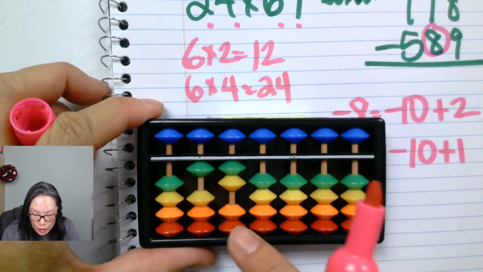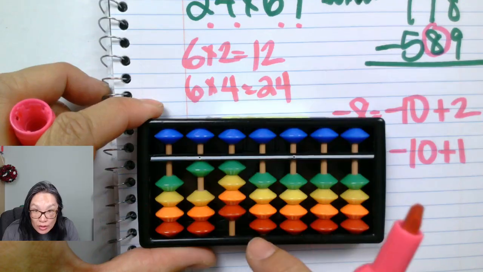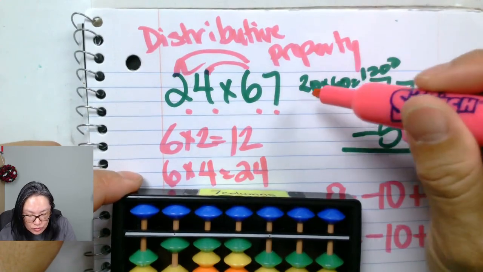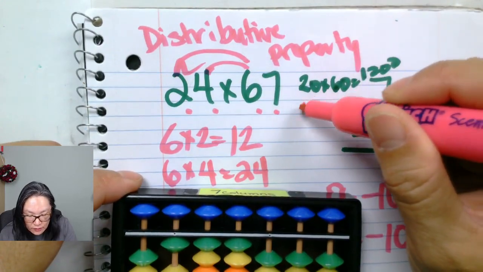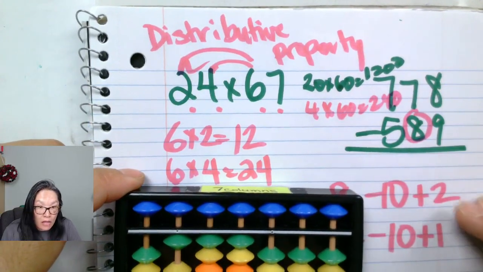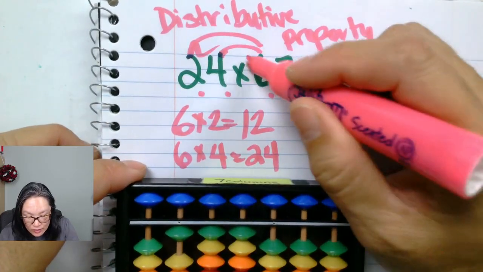So I'm going to add my 2. I add my 4. I add 2. I add 4. In mainstream math, we do 4 times 60 is equal to 240. Okay, don't worry about it. Hold on just a moment, Copper. Okay, what's next? We're done with our 6.